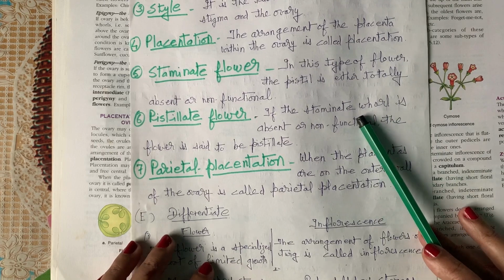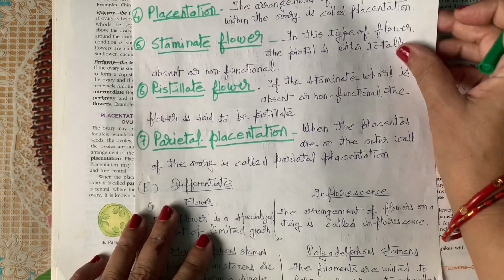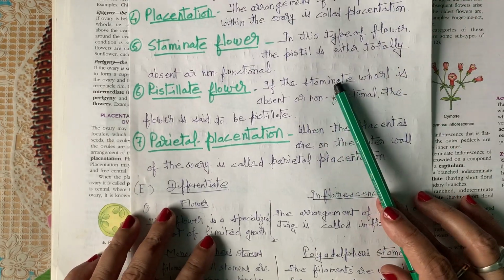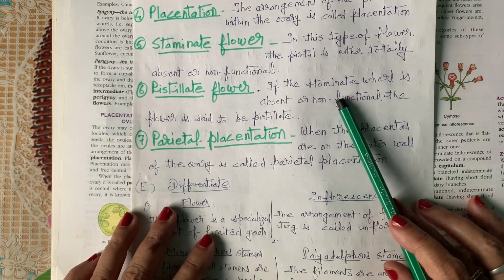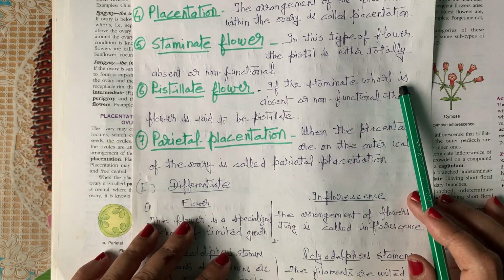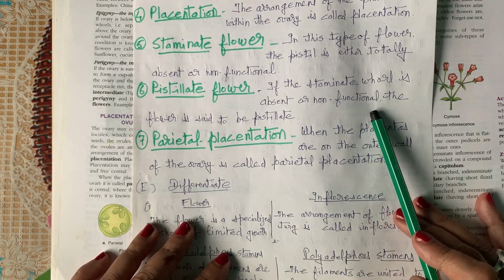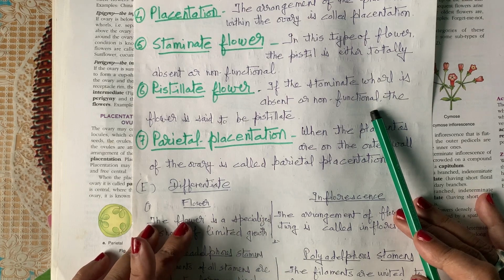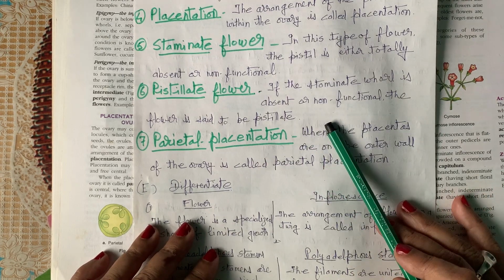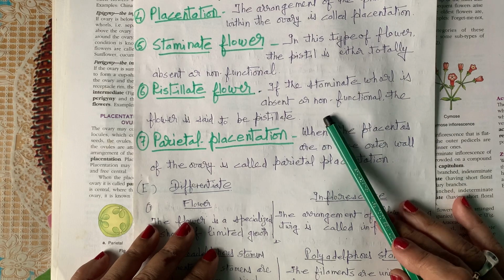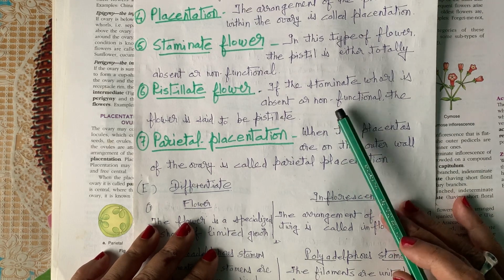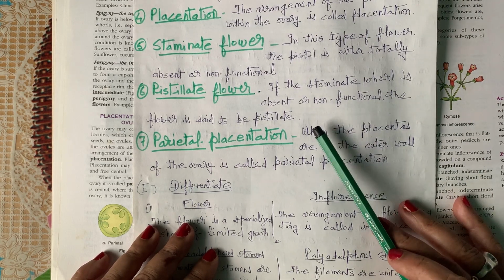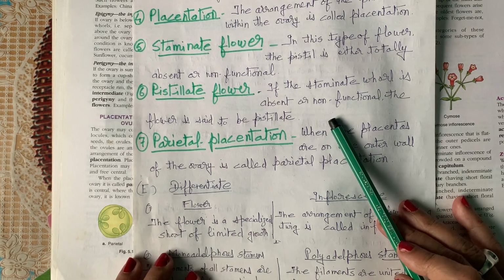Pistillate flower, where the stamen whorl is absent. When we ask about the pistillate flower, what happens? The staminate whorl is absent or non-functional. Absent or non-functional means the same, and the flower is said to be pistillate. It means only the ovary is present and the androecium is absent, or if present, it is non-functional. Then we say that it is a pistillate flower.